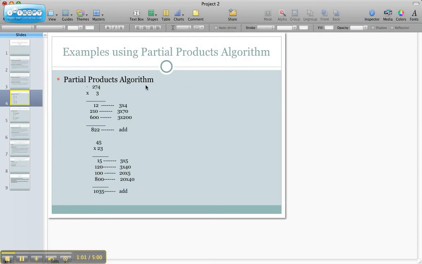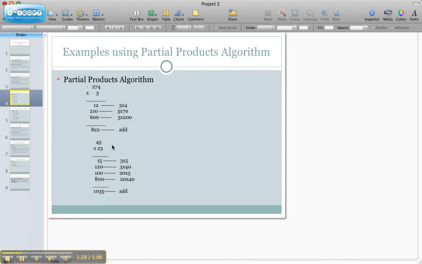Here are some examples of the partial products algorithm. Basically, we're going to use 274 times 3. What you're going to do is multiply the 3 with the 4, which is in the ones place, the 7, which is in the tens place, and the 2, which is in the hundreds place. So for example, 3 times 4 equals 12, 3 times 70 equals 210, 3 times 200 equals 600, and then you just add these, and the answer is 822.